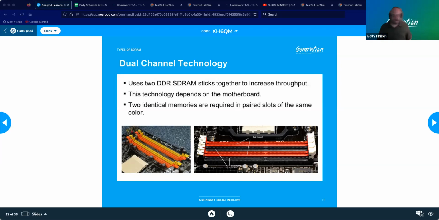If you have a mismatch, it may not work at all, but the lower speed would take precedence because you can't increase the speed of the lower one, but you can dumb down the higher, right? Yeah. Okay. To my understanding, that's the way it works. So in order for them to speak at the same speed, they would have to slow down. So that's our dual channel memory.